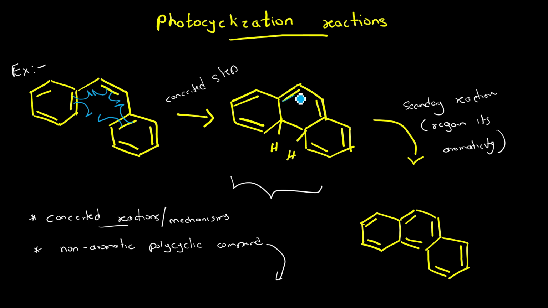We have two bonds, this one and this one, and the newly formed bond between these two carbons, right? And we have two hydrogens also. These hydrogens, at this particular position, are the reason why we don't have the aromaticity. So this is a non-aromatic polycyclic compound.